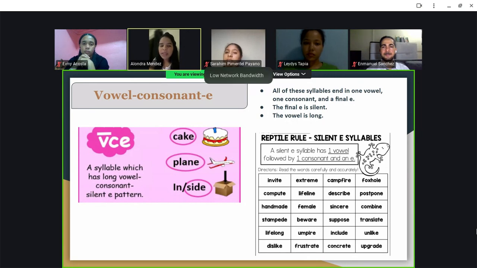The next one, vowel-consonant-e. All of these syllables end in one vowel, one consonant, and a final e. The final e is silent and the vowel is long. For example, cake, plane, inside, invite, computer, female, sincere, combine, etc.